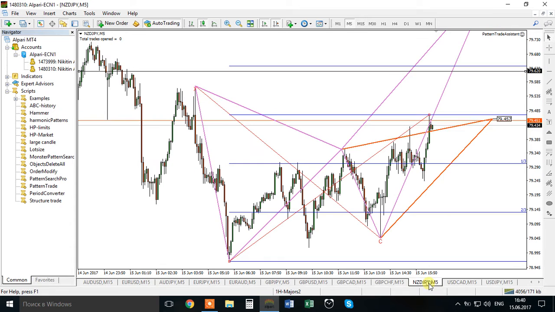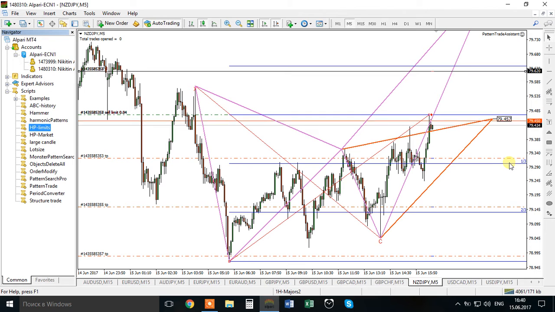We have New Zealand yen. Yes, we have a red candle. So what I do, I just place a limit order. 1, 2, 3 trades are set. Each trade is 1% of my capital, so the total risk on this pattern is 3%.